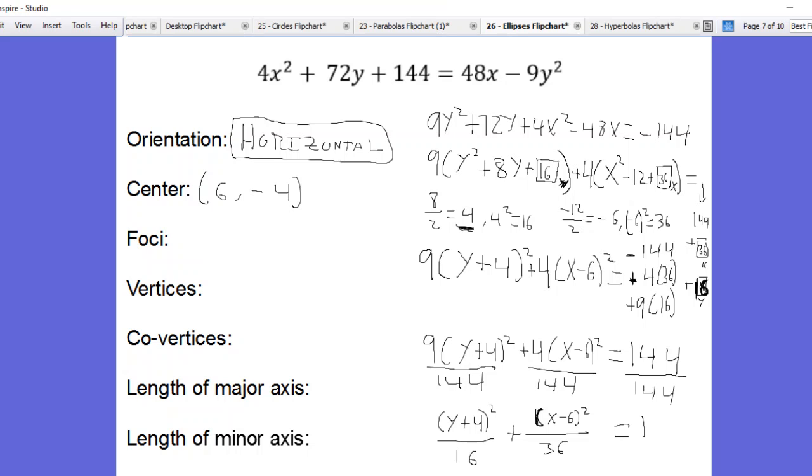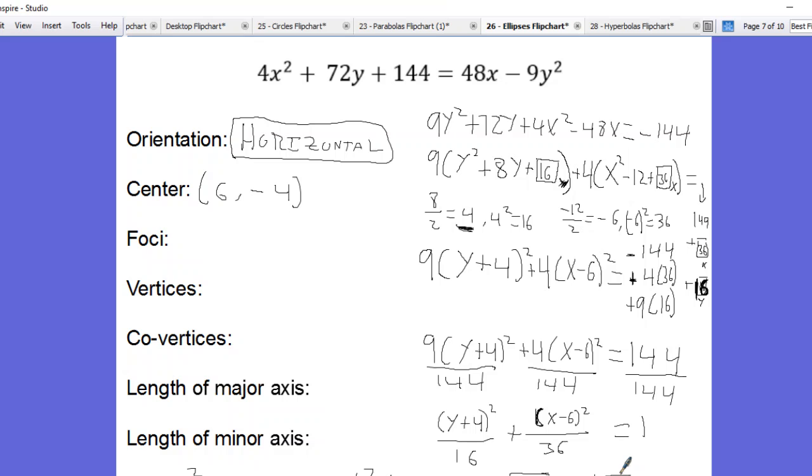A squared is always the larger denominator. So sorry for making a mistake there. 36 is equal to a squared, and a is equal to 6. 16 is equal to b squared, it's the smaller denominator, and b is equal to 4. C is equal to the square root of 36 minus 16. 36 minus 16 is 20, so c is equal to the square root of 20. Okay?